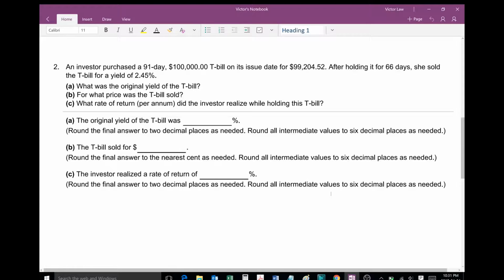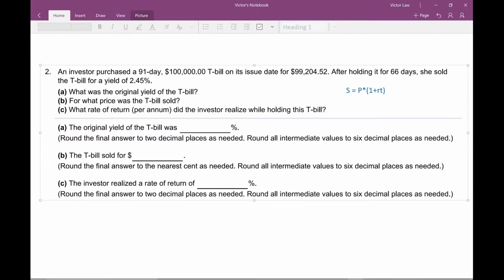Question 2. An investor purchased a 91-day $100,000 T-bill on its issue date for $99,204.52. After holding it for 66 days, she sold the T-bill for a yield of 2.45%. Part A. What was the original yield of the T-bill? Part B. For what price was the T-bill sold? Part C. What rate of return per annum did the investor realize while holding this T-bill?